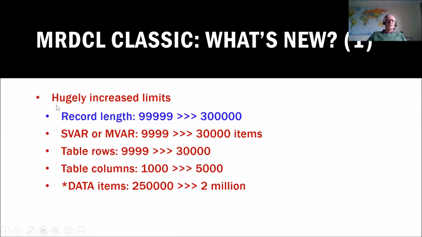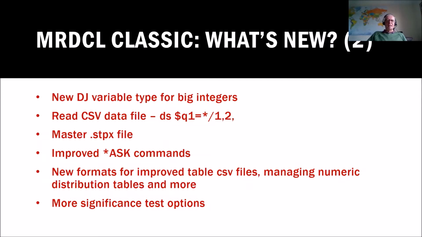Variable lengths: we changed the length of single and multi-variables from just under 10,000 to 30,000 items. The number of rows in a table has been up from just under 10,000 to 30,000. The number of columns in a table up from 1,000 to 5,000. So some really big increases there in the capacities that we're allowing. And for people who use data statements for lists, that's been up from 250,000 to 2 million.